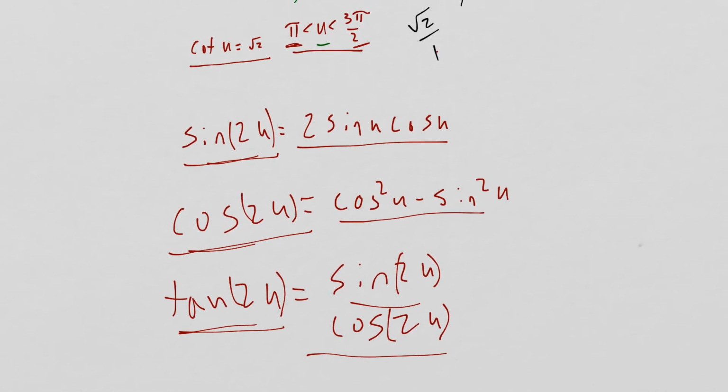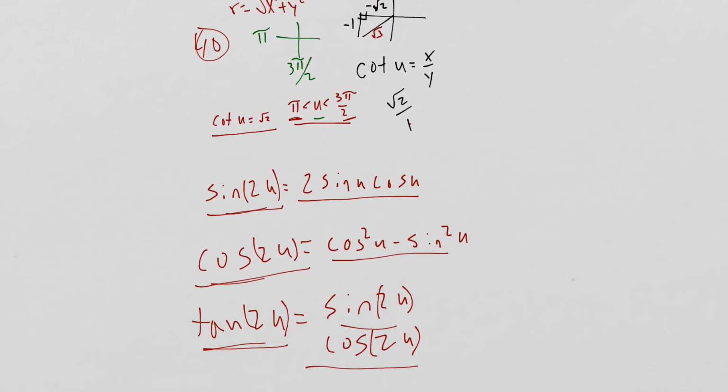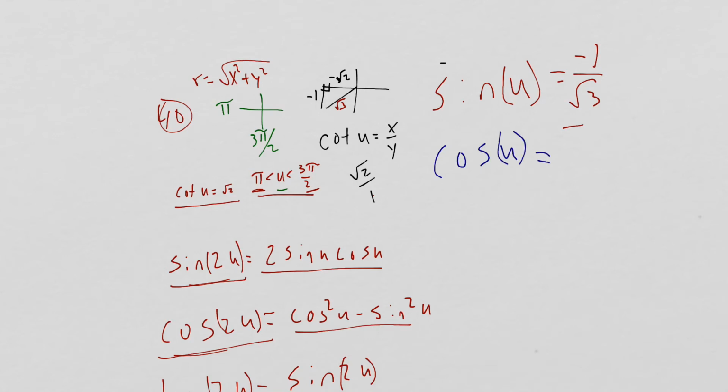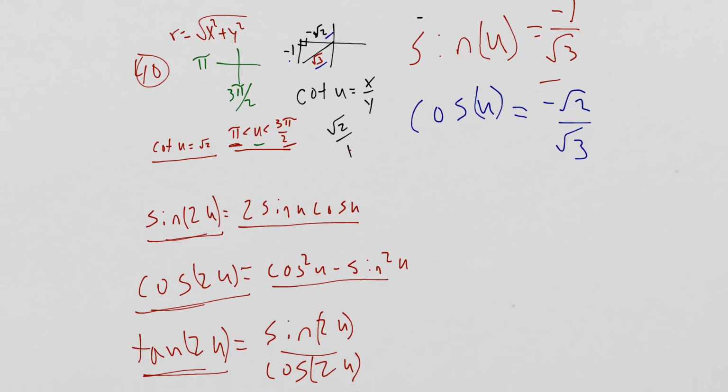So, what do we got? So sine of u equals negative 1 over the square root of 3. And I'm not going to rationalize it because I'm going to use this. If this was an answer, then you'd want to rationalize it, but that's just an extra step. Cosine of u is going to be the x over the r. So it's going to be negative square root of 2 over the square root of 3. There we go.